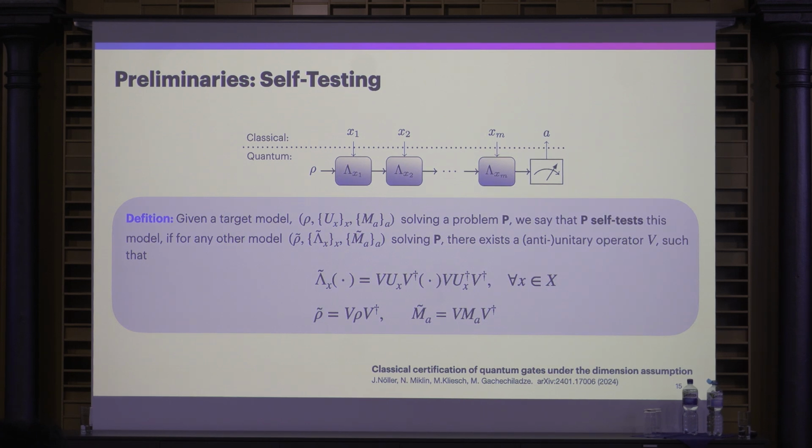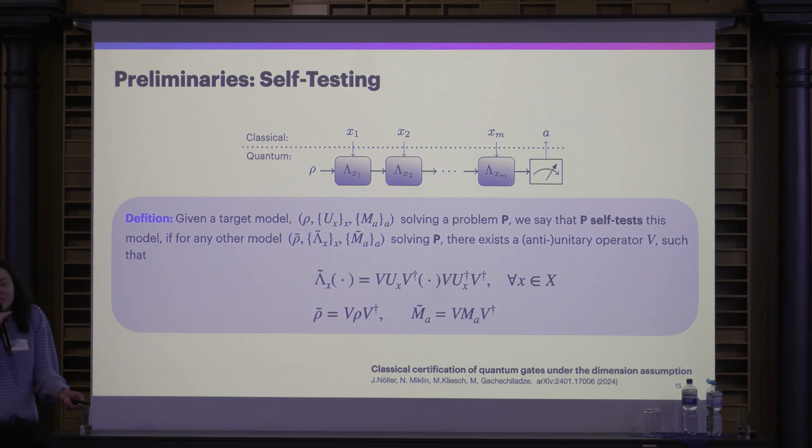And now I'm going to give you a more technical definition of what we mean by learning this model. Given a target model that we want to learn, which is solving a certain promise problem, we say that this promise problem self-tests this model if for any other model solving the same problem, there is a unitary or anti-unitary connection with the target. So if we have two models solving the same promise problem, under the dimension assumption that we had, then the following must be true. The channels implemented here must be unitary equivalent to the gates that we wanted to self-test. States must also be unitary equivalent with the same unitary gauge, and so is true for the measurements.